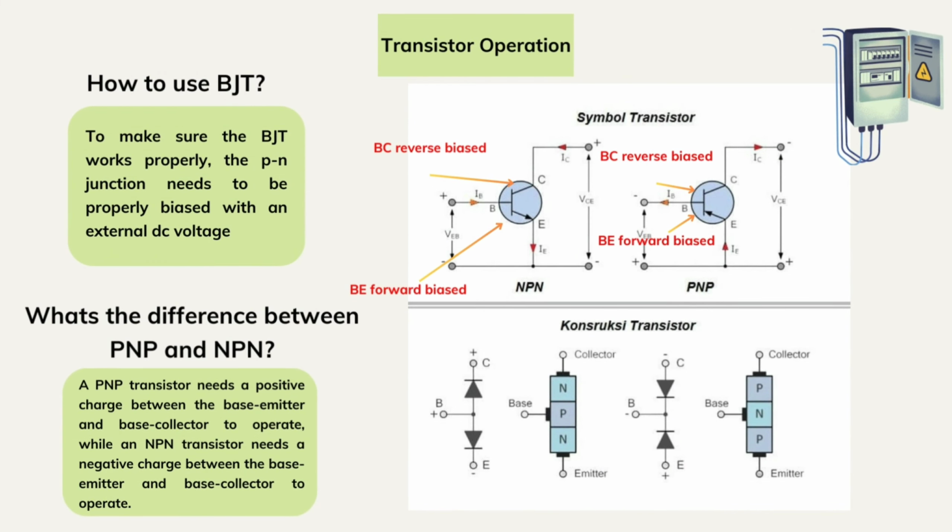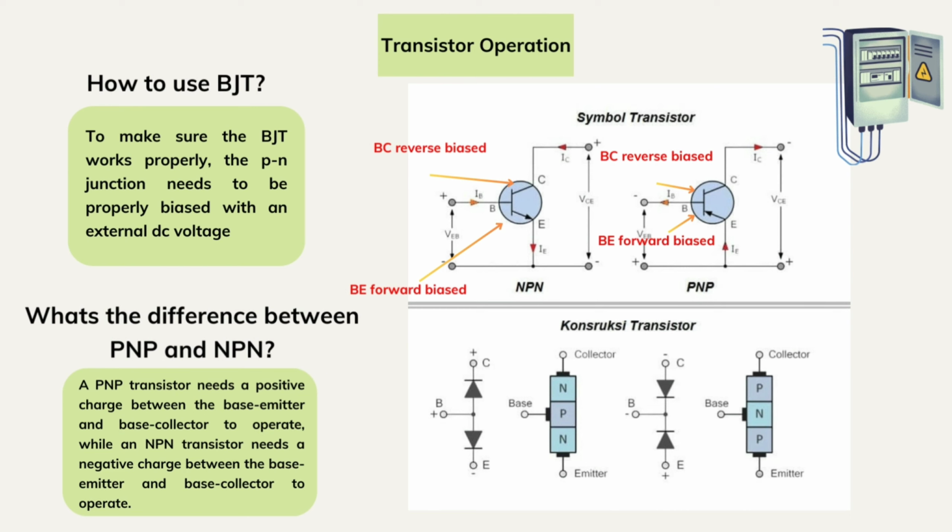First, to make sure the BJT works properly, the PN junction needs to be properly biased with an external DC voltage. Now, let's take a look at the picture. As you can see, the picture shows which junction is forward biased and which is reverse biased.